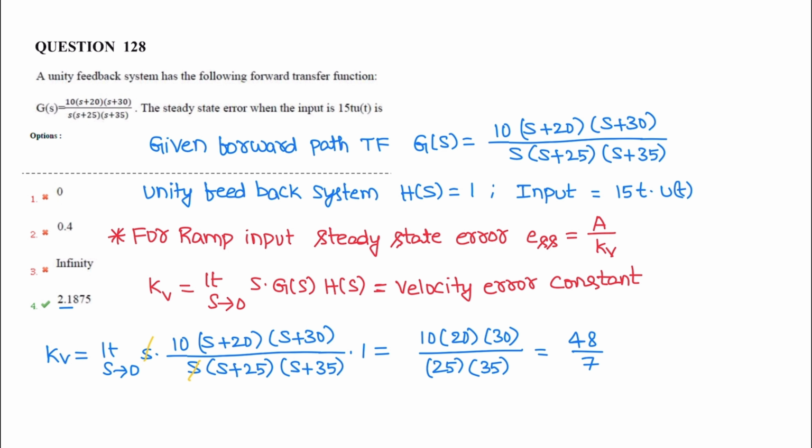So the steady state error ESS is equal to A by kV, where 15 is the amplitude of the given ramp signal. So that is 15 divided by 48 by 7. That is 15 into 7 by 48. Its value is 2.1875. The correct answer is option 4.